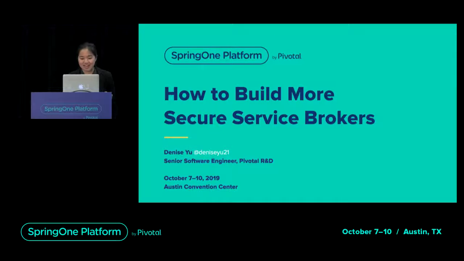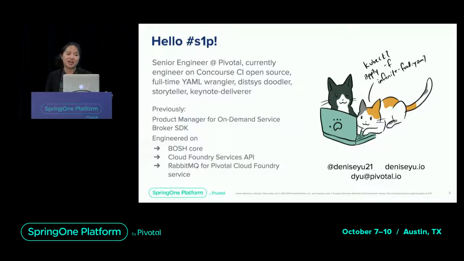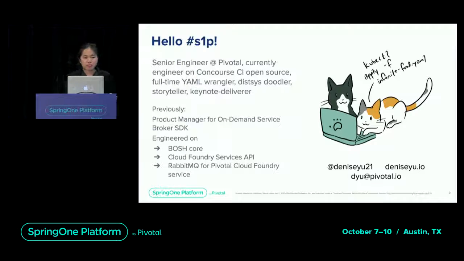Otherwise, buckle in. So my name is Denise. I currently work as a senior engineer at Pivotal. I actually currently work on the open source Concourse team, so I'm not currently in service broker land. But previously, I spent 6 months being the product manager of the on-demand service broker SDK, which is a component that Pivotal builds to enable other service authors to rapidly build and deploy BOSH deployed services. I also spent 2 years working in service broker land between engineering on the BOSH core, on the Cloud Foundry Services API, and my first role at Pivotal was packaging RabbitMQ inside of BOSH releases and Pivotal Cloud Foundry tiles.